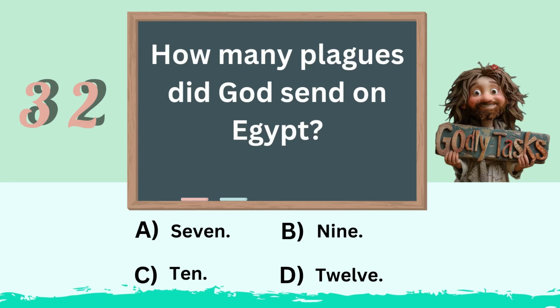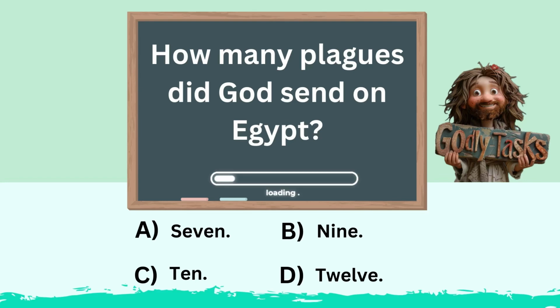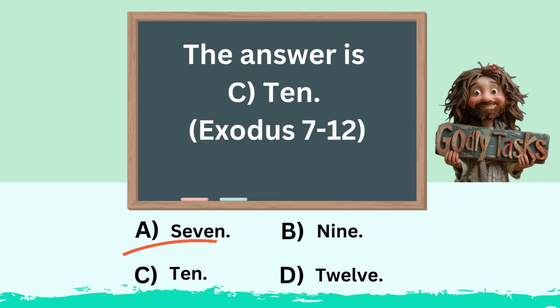Question 32. How many plagues did God send on Egypt? A. 7. B. 9. C. 10. D. 12. The answer is C. 10, Exodus 7-12.